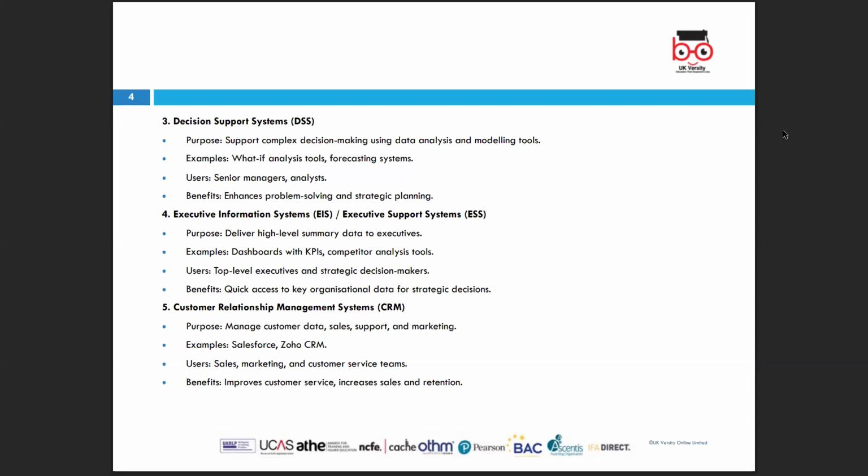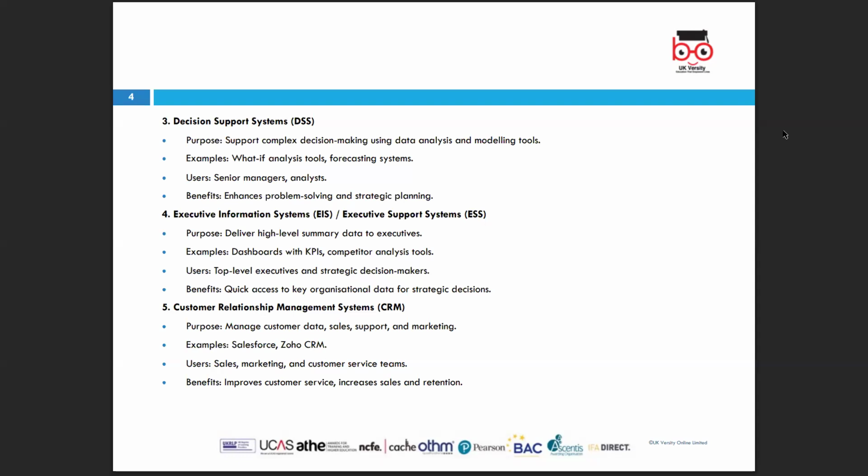When it comes to executive information systems, the purpose is to deliver high-level summary data to executives. Examples of these tools are dashboards with KPIs and competitor analysis tools, and these technologies are used by top-level executives and strategic decision makers. The benefit is that we have quick access to key organizational data for strategic decisions.